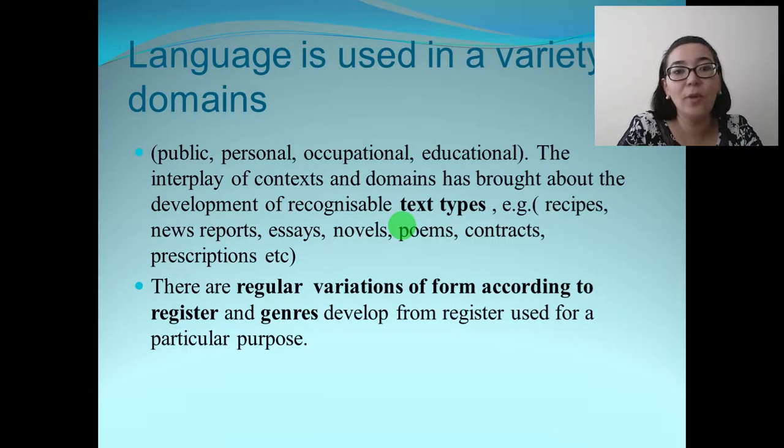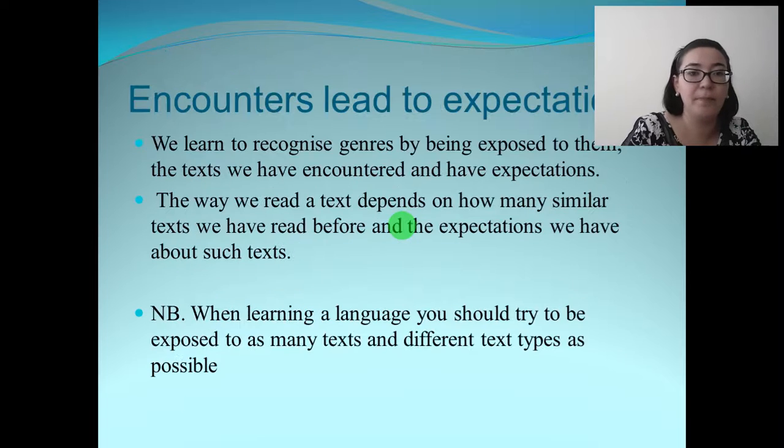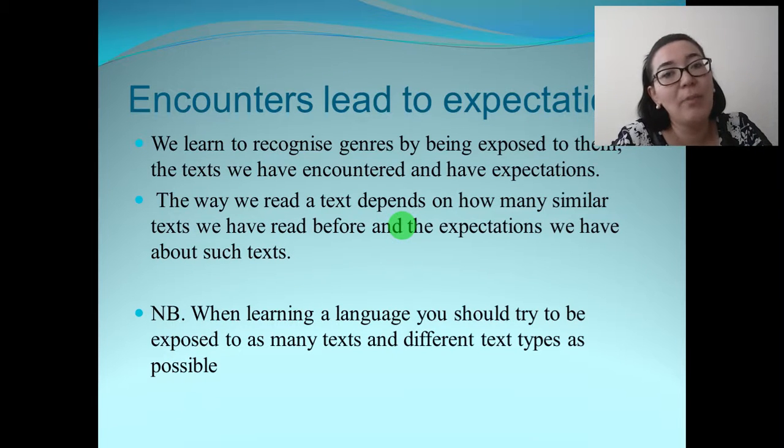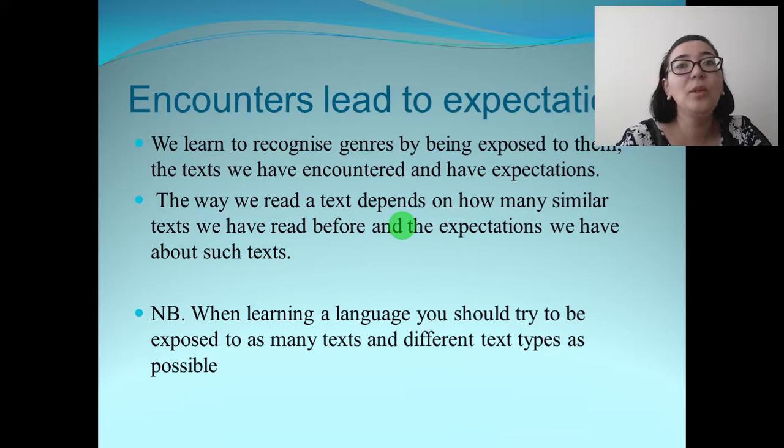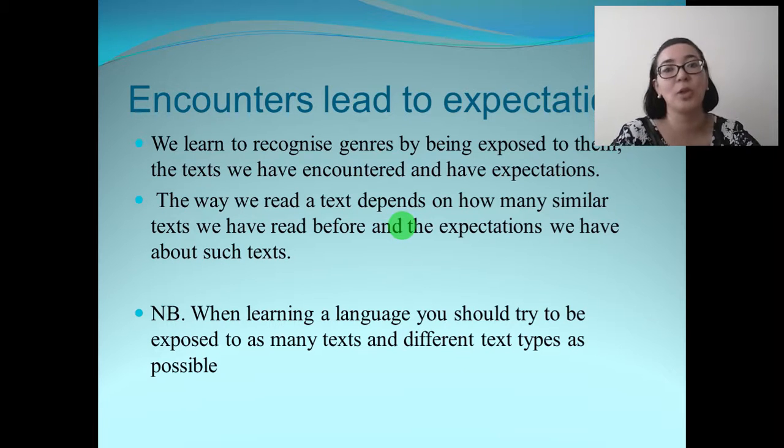For example, the interplay of context and domains has brought about the development of recognizable text types. In other words, examples: recipes, news reports, essays, novels, poems, contracts, and prescriptions. And there are regular variations of forms according to register, and genres developed from register used for a particular purpose. So we learn to recognize genres by being exposed to them, to the texts we have encountered, and have expectations. The way we read a text depends on how many similar texts we have read before and the expectations we have about such texts. In other words, you should note down, when learning a language, you should try to be exposed to as many texts and different text types as possible.